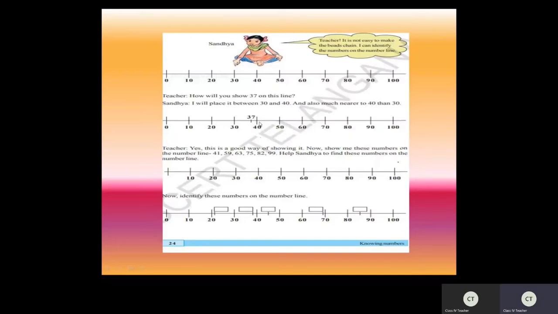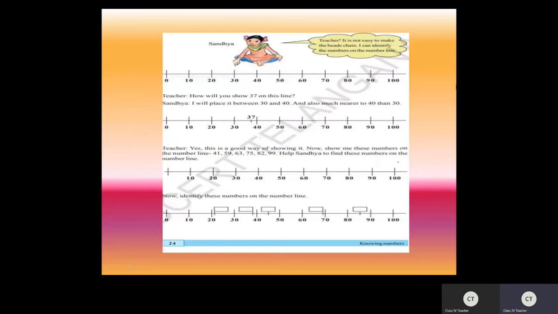Why? Because after 37, how many numbers are there? 37, 38 and 39. After 2 numbers only, 40 is coming. But if you go from 30, after 30 come 31, 32, 33, 34, 35, 36. After 6 numbers, the 7th number, that is 37, is coming. But here, after only 2 numbers, 40 is coming. That is why it becomes the nearer number. Okay, children? The next one.